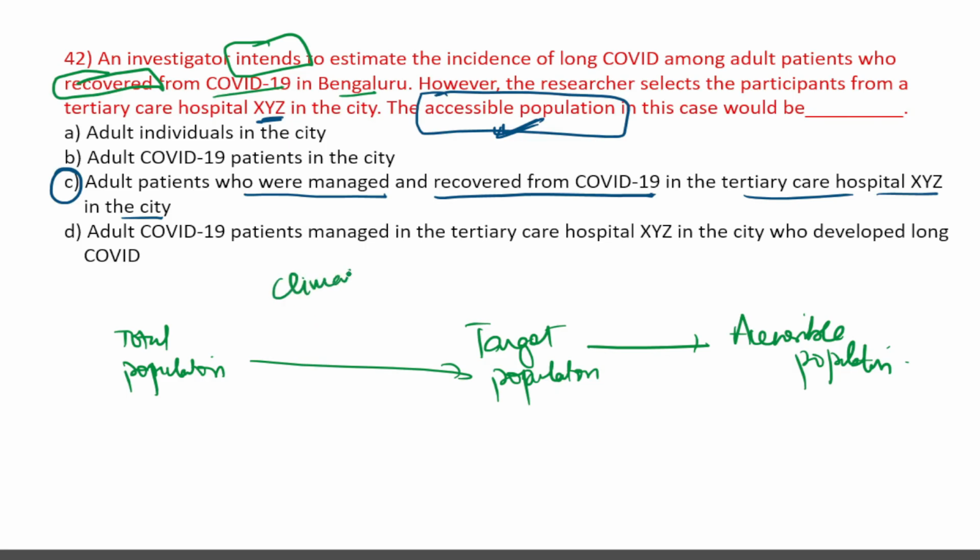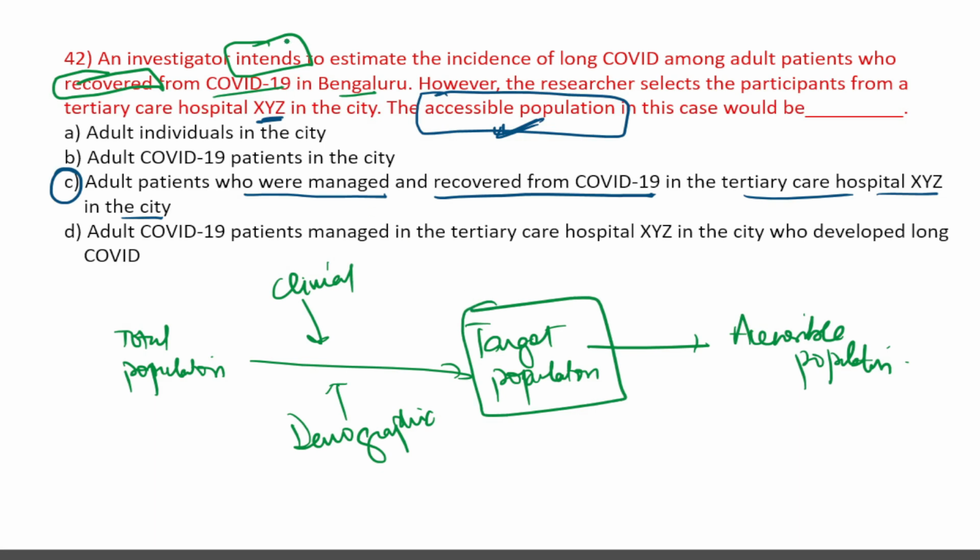So clinically and demographically, after you apply these two characteristics on the total population, then you come out with the target population. The target population is nothing but the first statement itself, that is the intention to estimate the incidence of long COVID among adult patients who recovered from COVID-19 in Bengaluru. So we got the target population, but they are asking for the accessible population because the researcher selects the participants from a tertiary care hospital. That is only one place he is selecting, a tertiary care hospital, because these were accessible. So the question itself is asking, the accessible population is who?